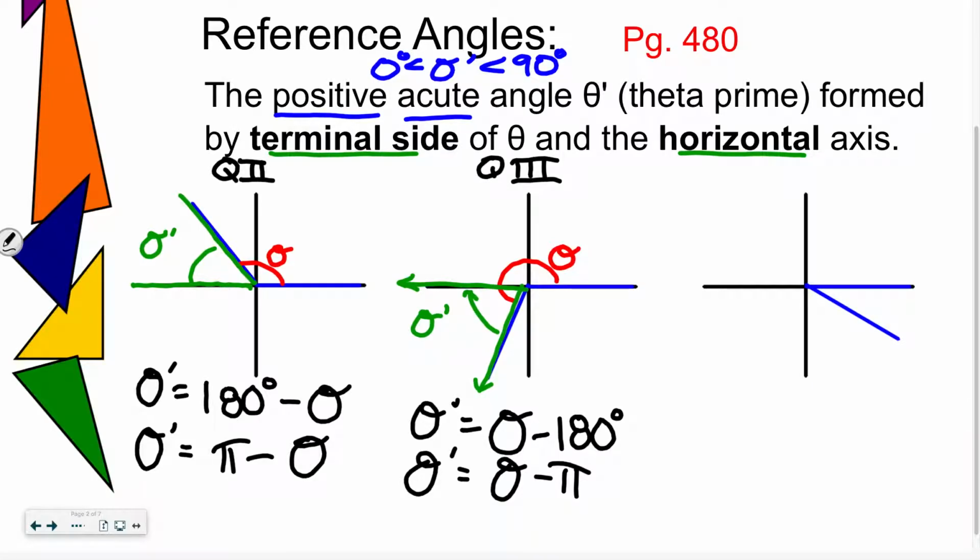Quadrant 4. You know the drill, how to draw the picture, right? What about quadrant 1? It's already acute.